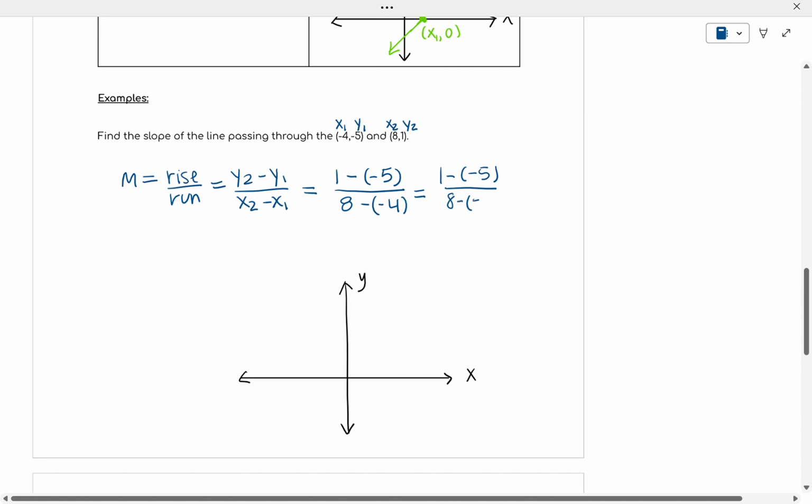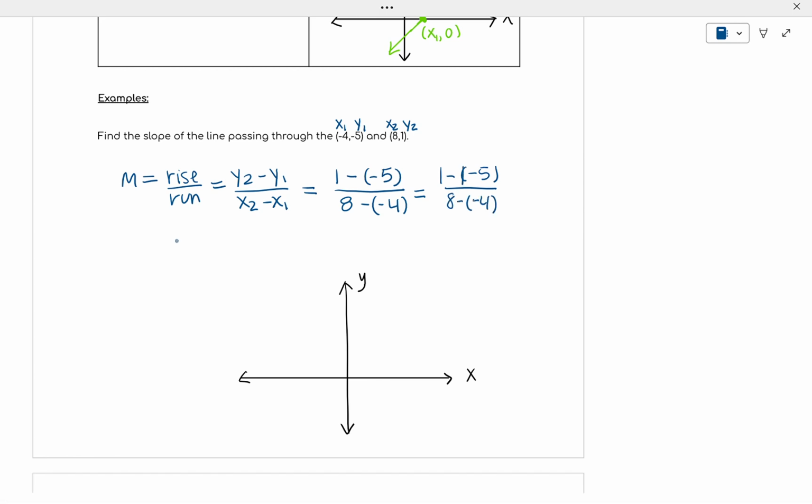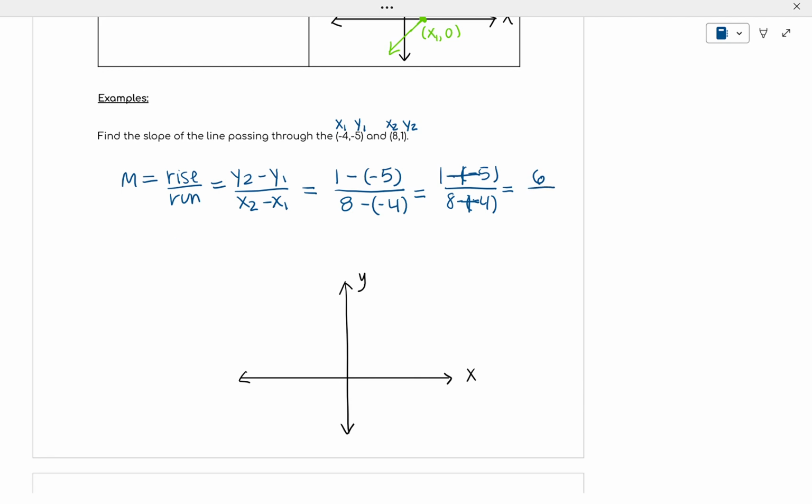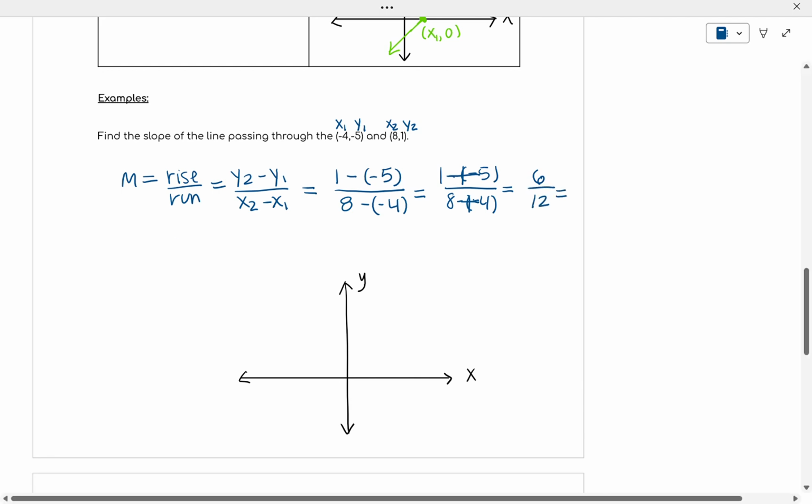So I'll just rewrite this. This turns into a plus. So we have 1 plus 5 is 6. 8 plus 4 is 12. And this reduces to 1 over 2. So we know that the slope of the line that passes through these 2 points is 1 over 2.